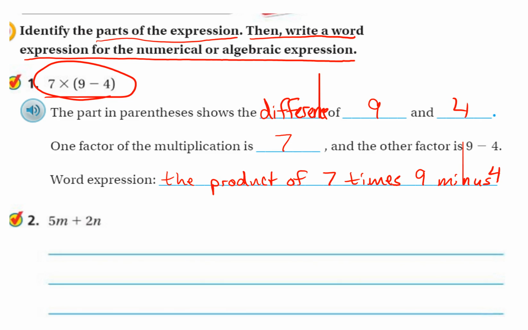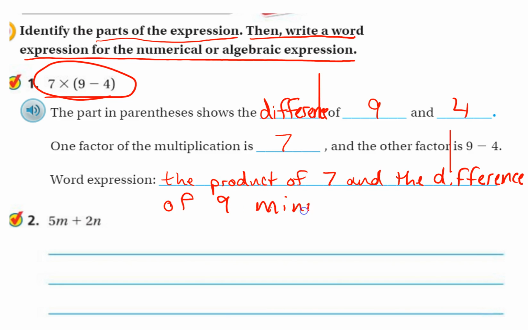So let's think. The product of 7 and, not 7 times 9, the product of 7 and the difference of 9 minus 4. So let's see if this helps. The product of 7, so I'm going to be multiplying 7 by the difference of 9 minus 4. So I have to multiply 7 times the difference of 9 minus 4. Just that slight change of wording, you can see, changes it completely.